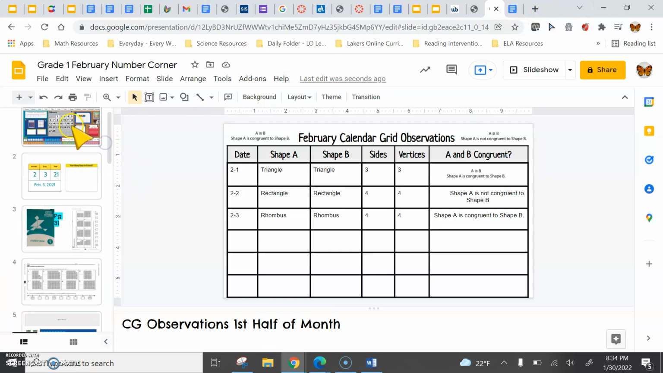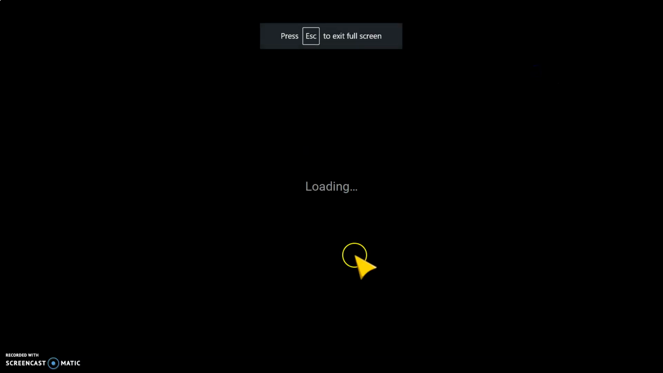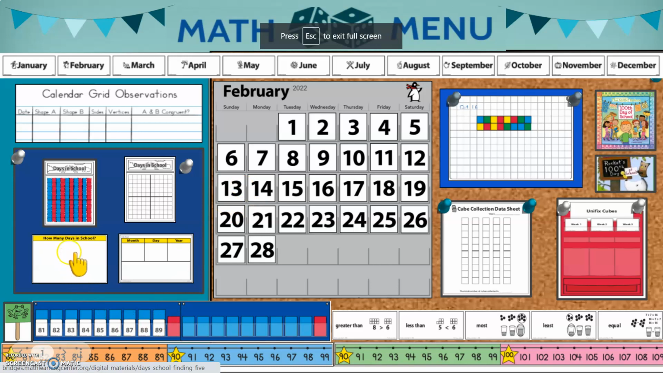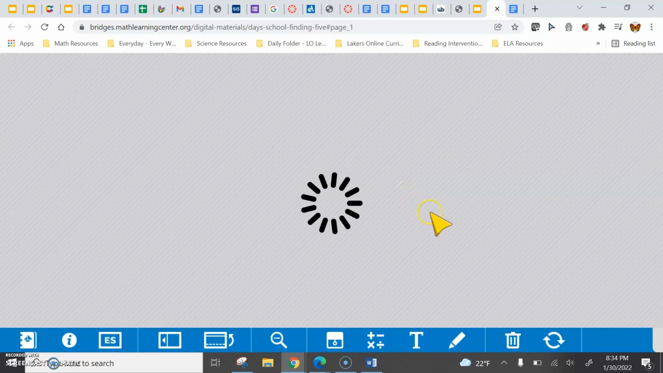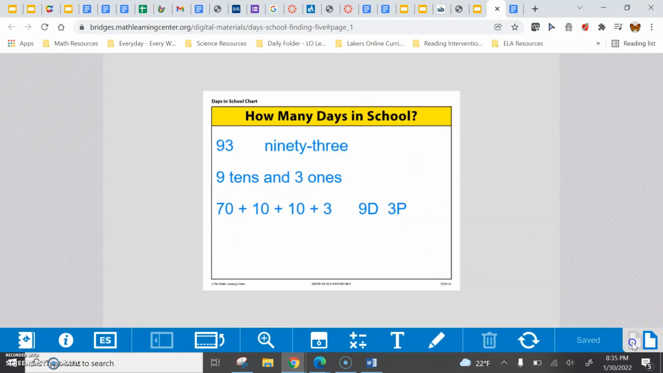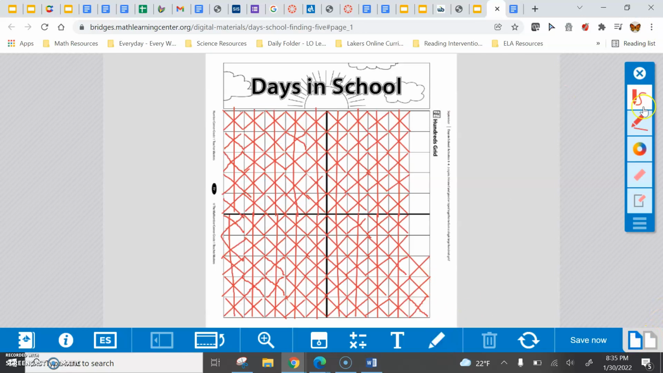As we continue on with our number corner information, we are now going to add more days in school. We're adding another day. Which now makes 10, 20, 30, 40, 50, 60, 70, 80, 90, 91, 92, 93, 94.